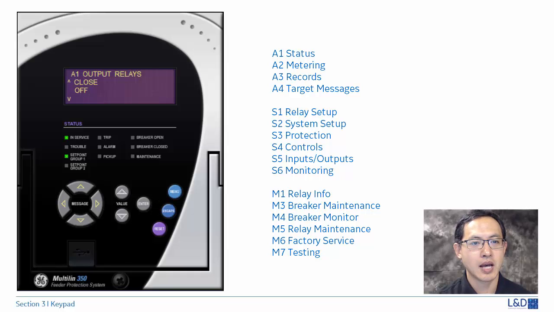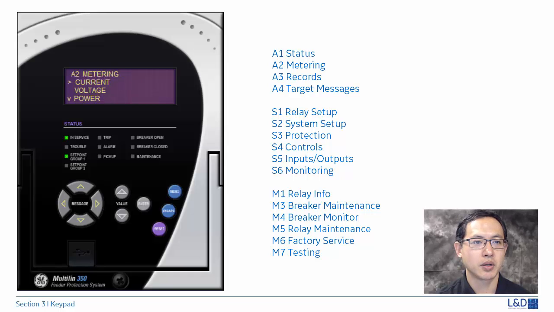Now we can either press the escape key to go out of this menu, or we can just press the menu key to go to the top of the menu. And second, I want to check another actual value, which is the metering values. So again, I can press the arrow key to enter the actual values, and using the arrow key down to select A2 metering and press enter.